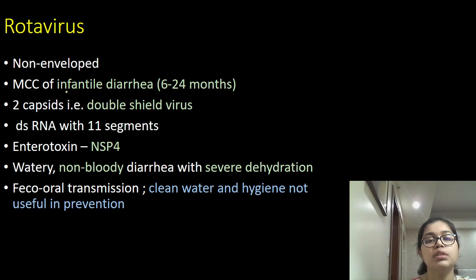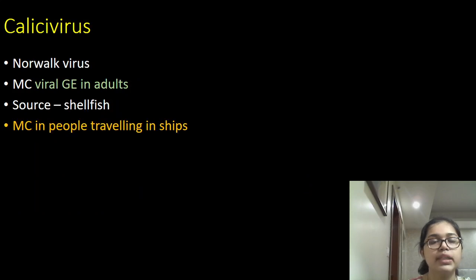Rotavirus. Rotavirus is not an enveloped virus. It is the most common cause of infantile diarrhea, mostly infecting children between 6 to 24 months of age. It has 2 capsids, so it's also known as a double shield virus. It has double-stranded RNA, so again, since it's a reovirus, it has 11 segments. The enterotoxin is non-structural protein 4. It produces watery, non-bloody diarrhea, so no blood in the stool. And fecal-oral transmission, however, clean water and hygiene is not useful in preventing rotavirus infection.